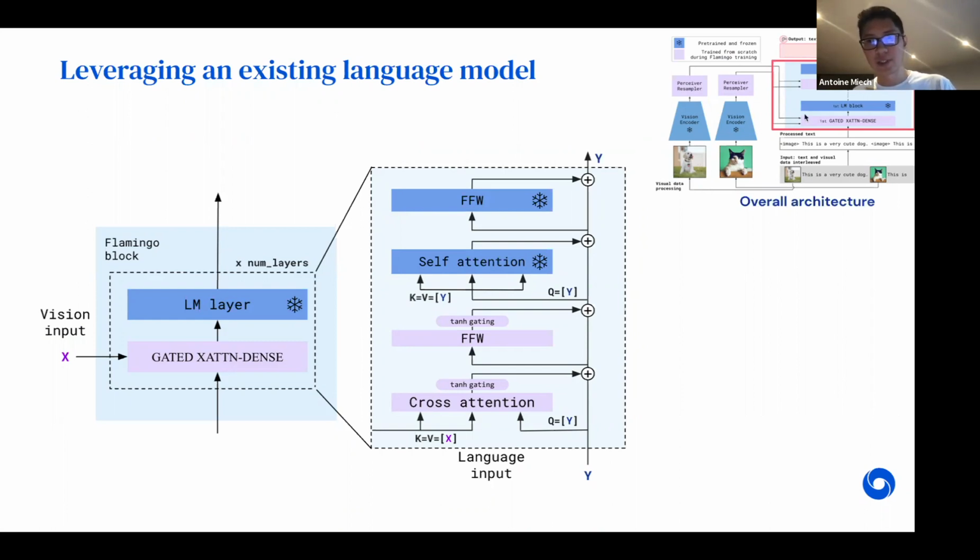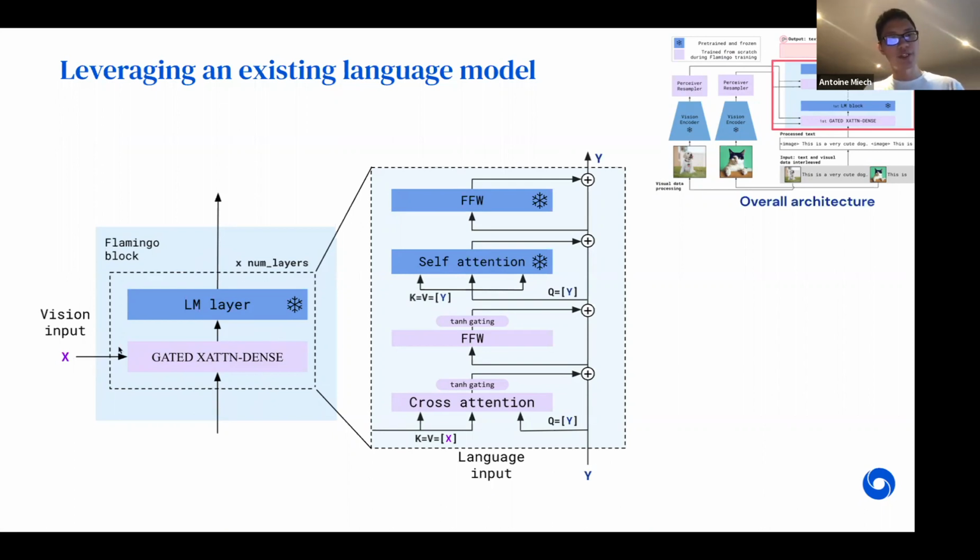Here I'm zooming into one of these purple and blue blocks, which are one instantiation of one gated cross-attention dense and one language model layer. On the bottom is the text input that we feed to the language model, and on the left-hand side you have X, the vision input. X is the output of the Perceiver sampler, the 64 tokens I mentioned. We inject the visual information through cross-attention, where the queries are the text tokens, and the keys and values are the visual tokens from the Perceiver sampler.